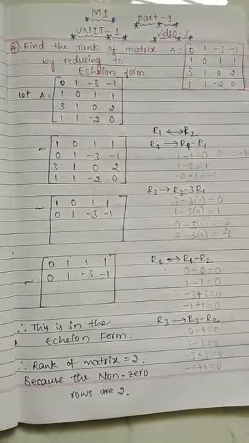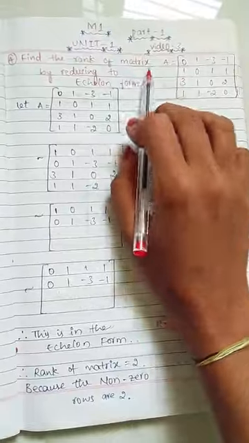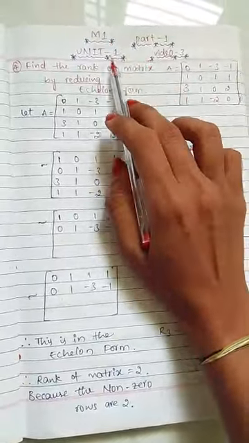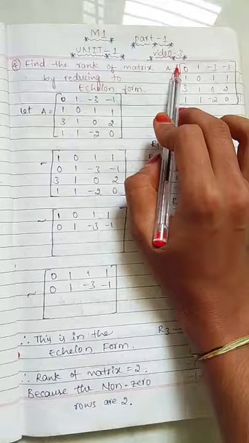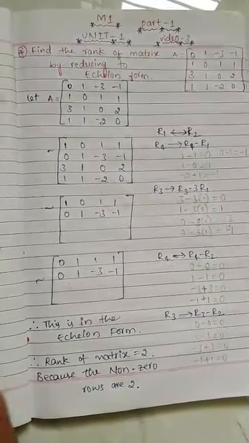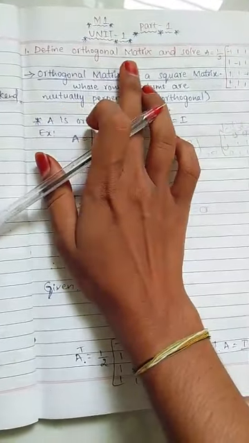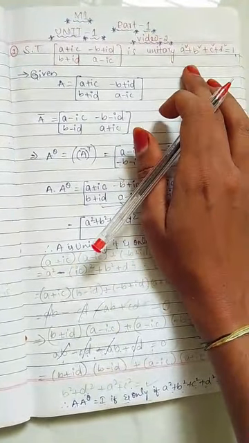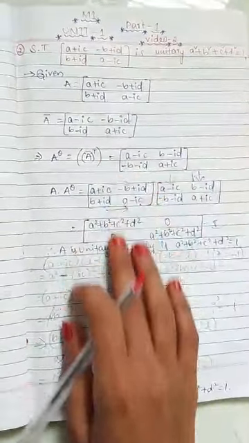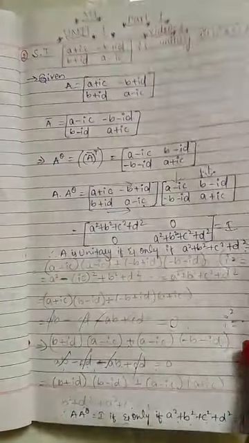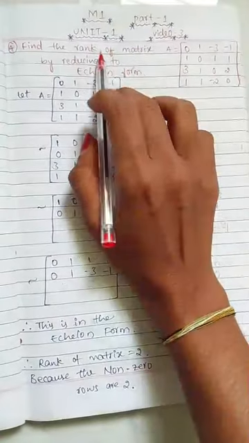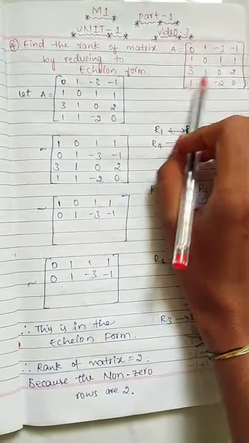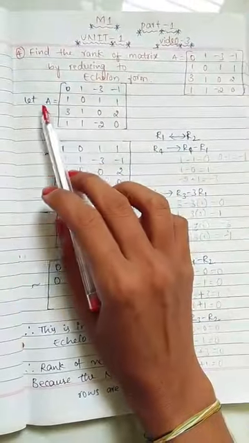In this video I am going to explain the rank of a matrix. This is M1 Unit 1 Part 1, the third video. In the first video I explained the orthogonal matrix, and in the second video I explained the unitary matrix. This is the rank of the matrix. Let us see how to solve this.